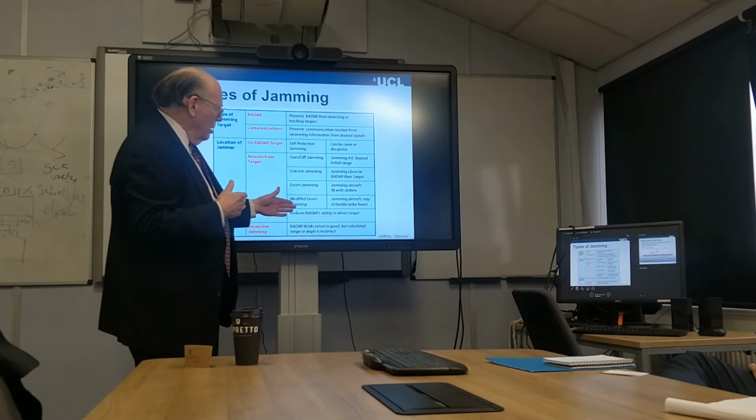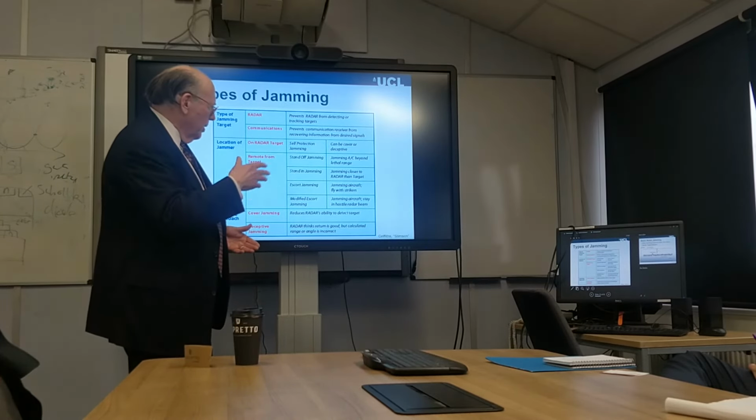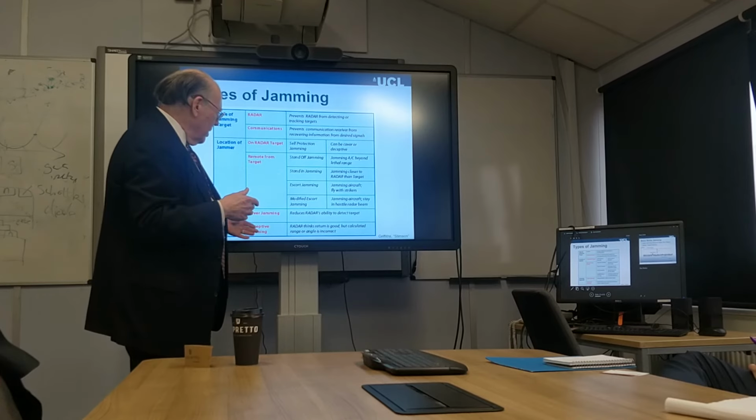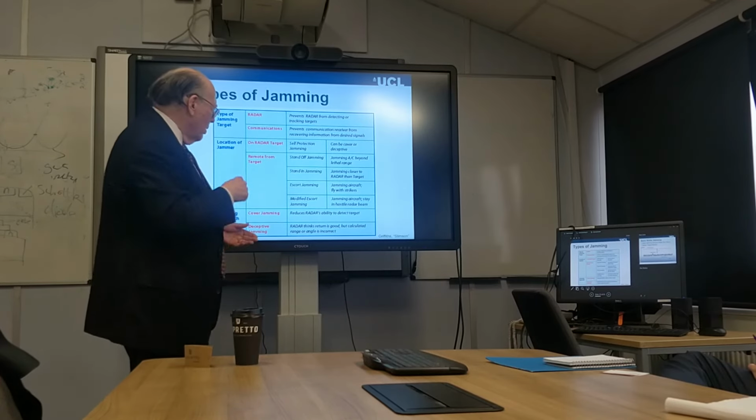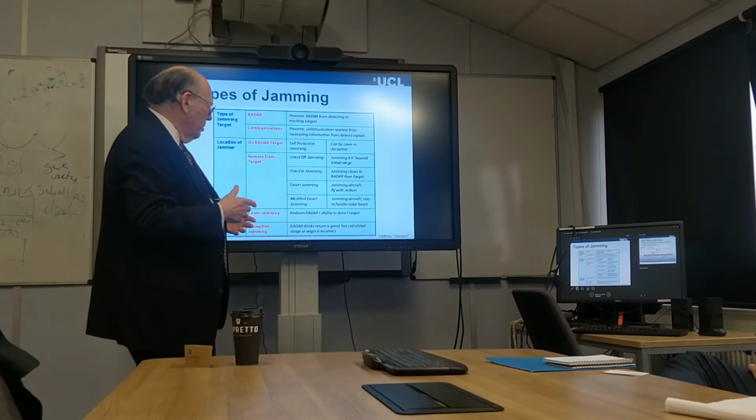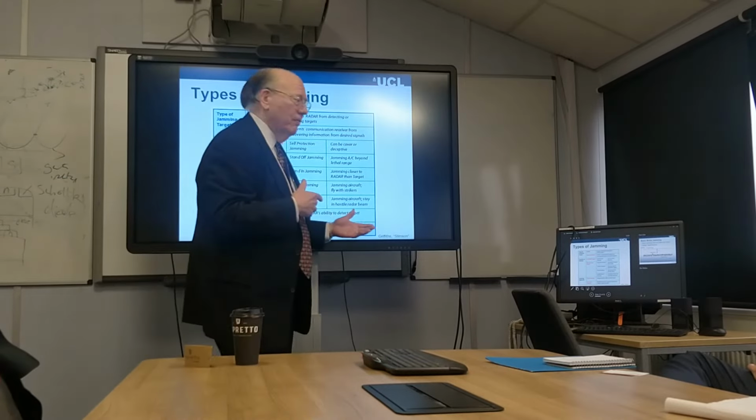Cover jamming reduces the radar's ability to detect a target. Deceptive jamming causes the radar to think it has a return that's good, but it's actually not. It's just a false target.